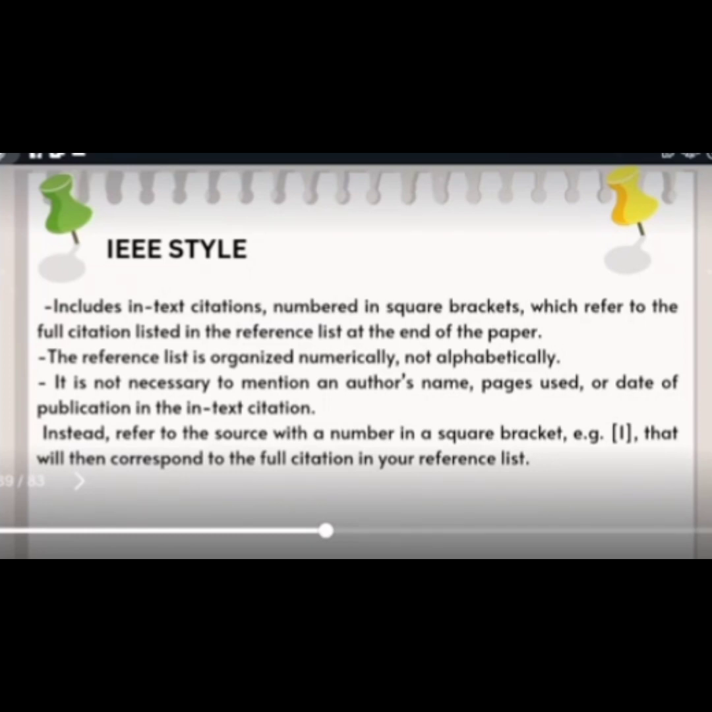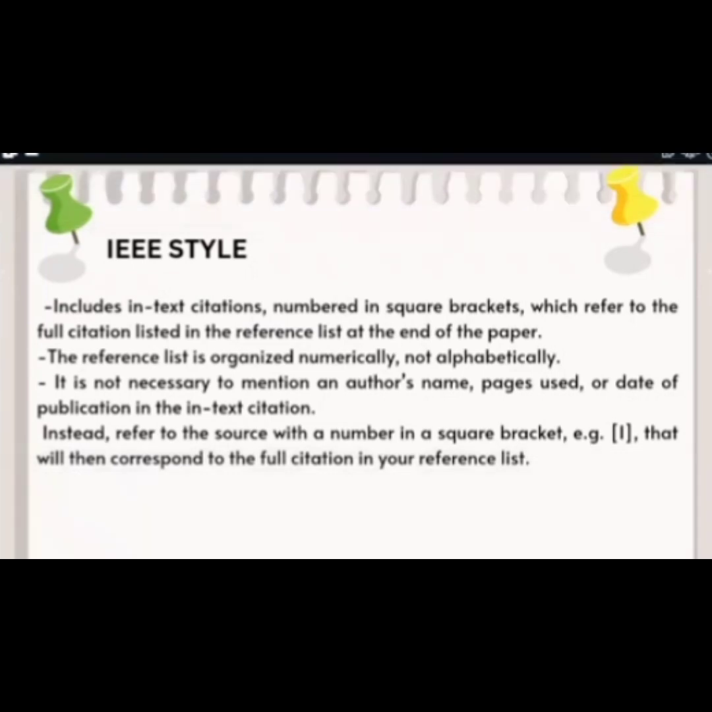Now if you have more than one source, what will you do? You can use a comma, like square brackets 1, 3, 5, or 1 to 5. We use a comma or a dash.